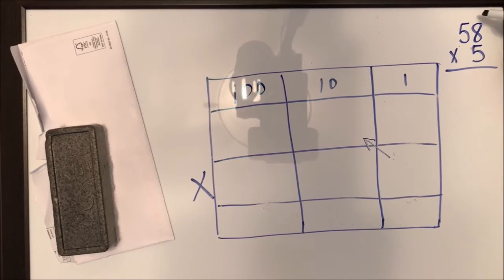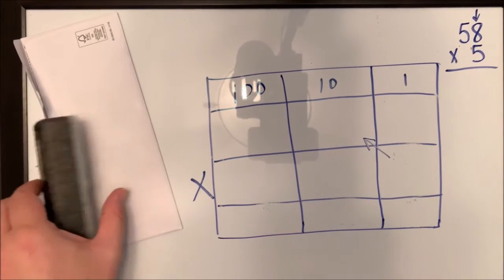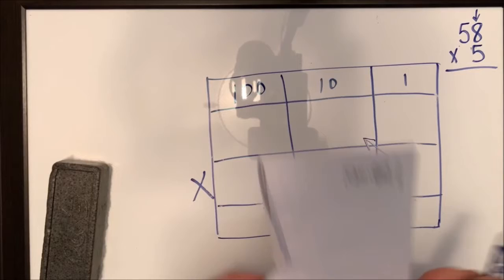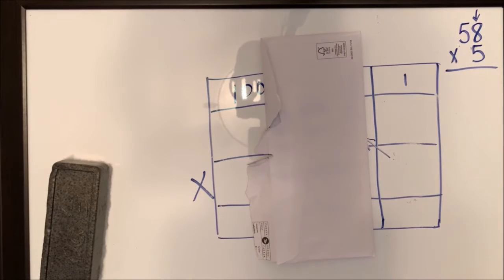So I'm going to look at my ones column first. I'm going to cover my tens again because I don't want to confuse you. Just looking at ones right now. So I have 8 groups of 5. And again, if you know your multiplication facts, you'll know that's 40. But if you don't, you'll have to actually do 8 groups of 5. So 5 plus 5 plus 5 plus 5 plus 5 plus 5 plus 5 plus 5, which is going to be 40.